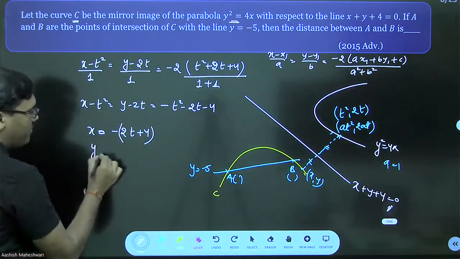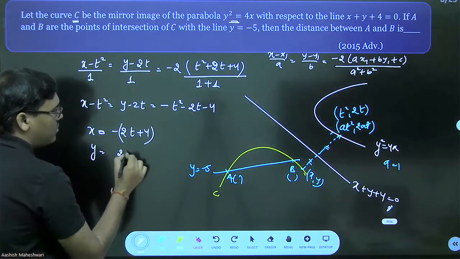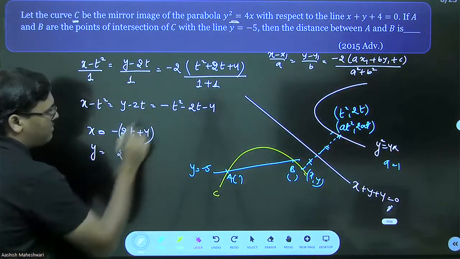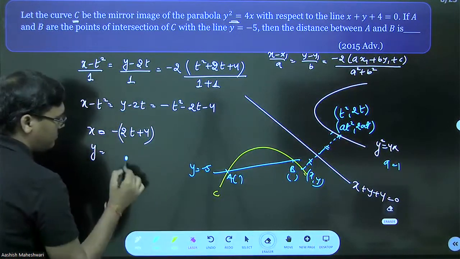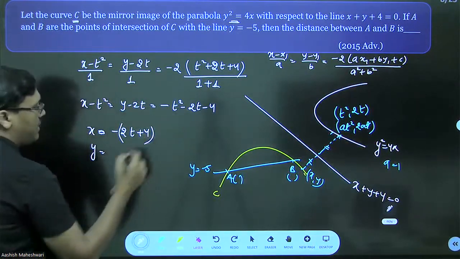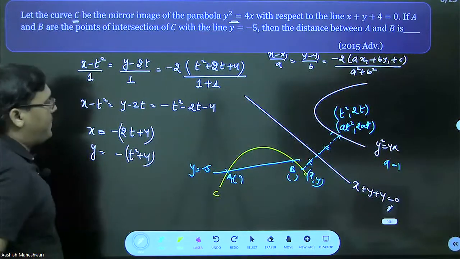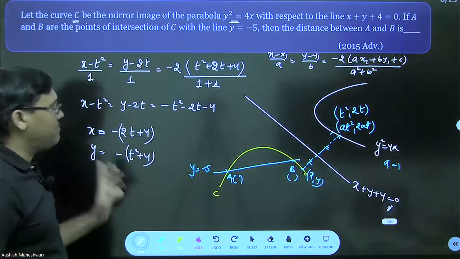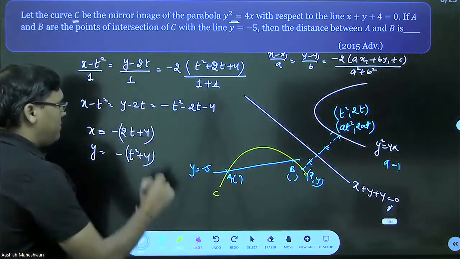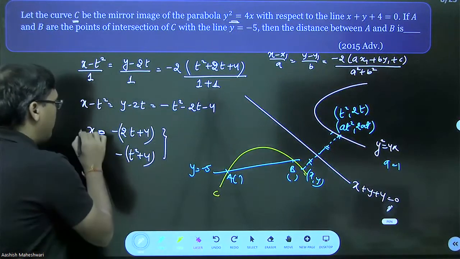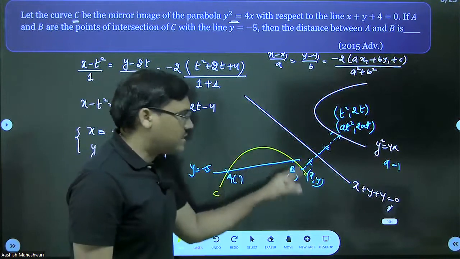And what is y? Minus 2t will be cancelled and this will become 2t. Sorry, minus 2t will be cancelled. So this will become minus t square plus 4, right? Now see, we have got t as the parameter. What is the relation between x and y? This is the relation between x and y on this curve.